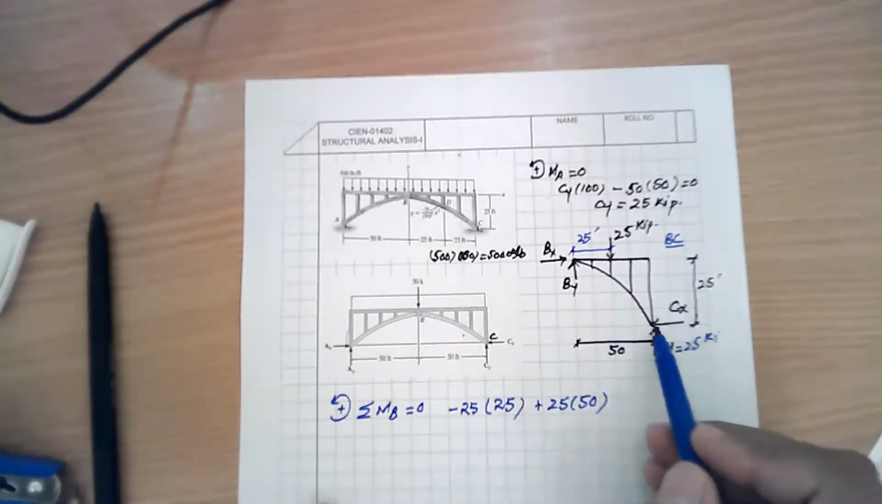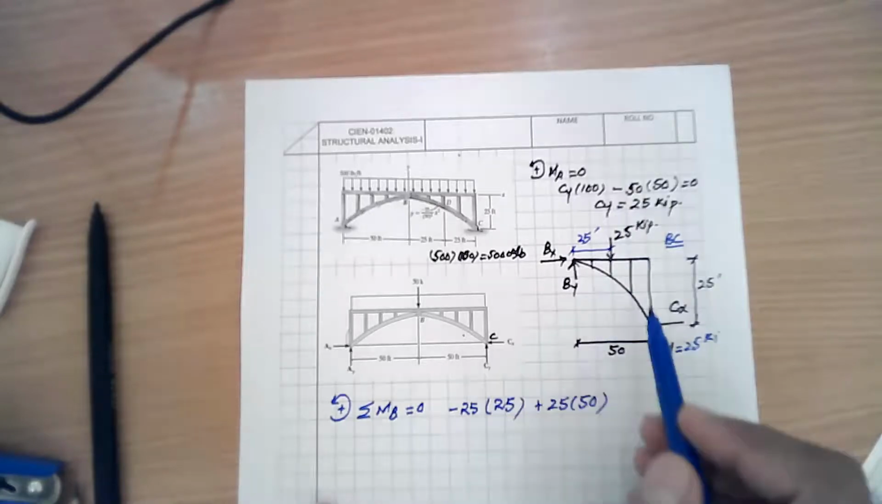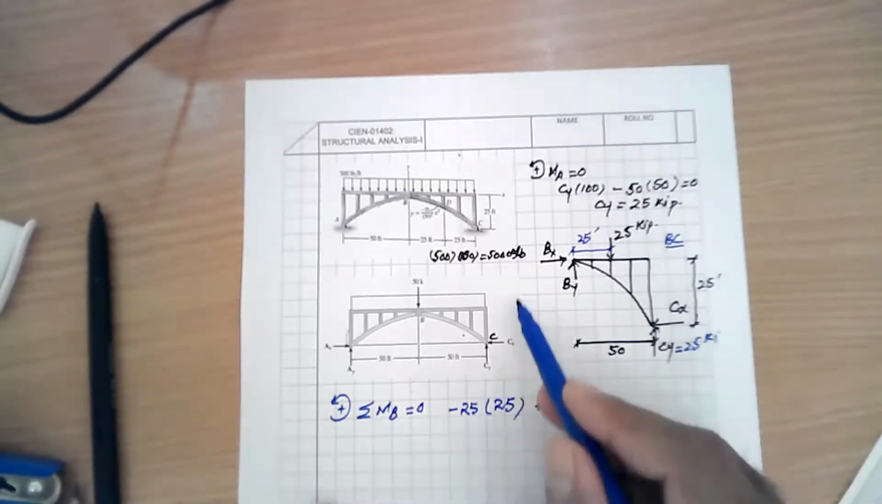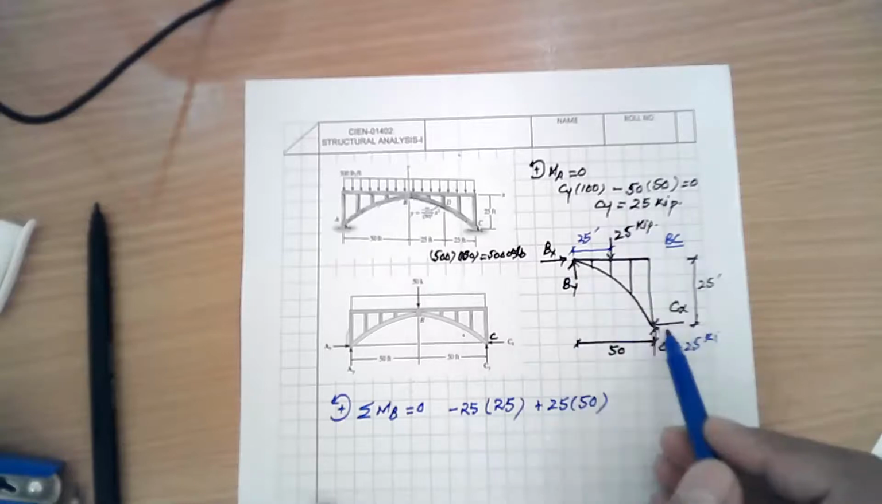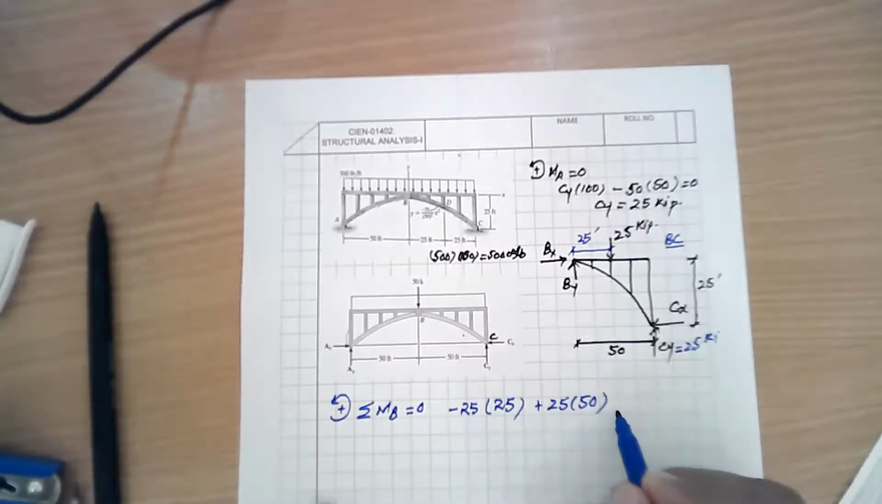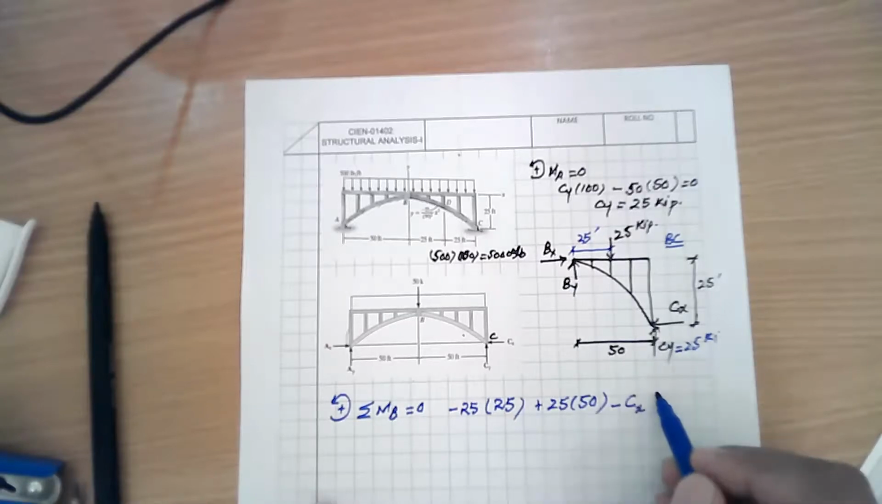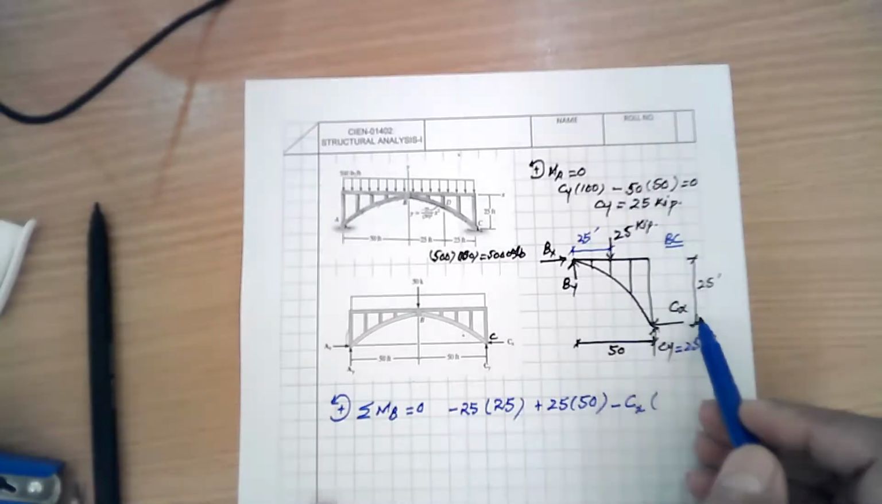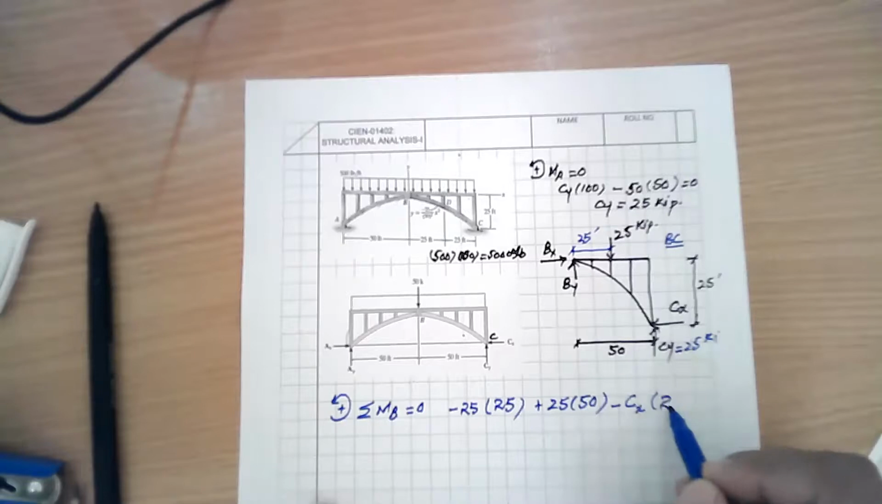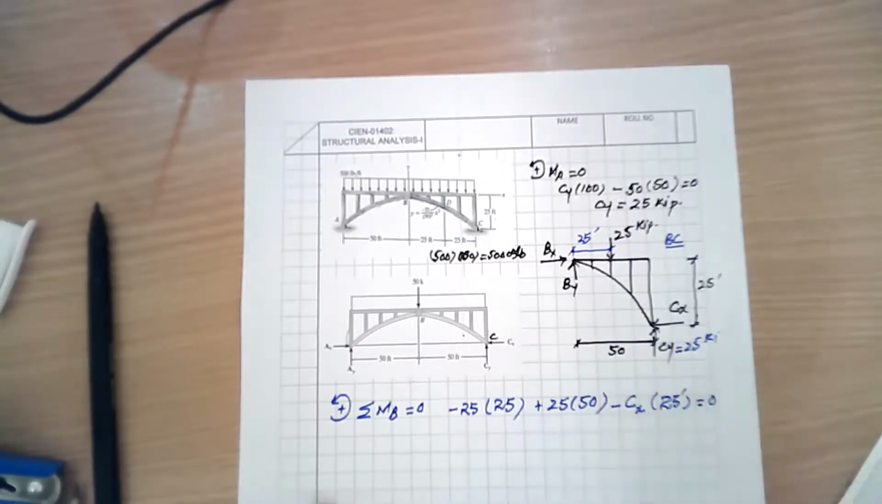Then the Cx, this will produce which moment? Clockwise, sir. So it will follow a minus sign, Cx into the distance, the moment arm down is 25. This is equal to 0. So simple maths, Cx is 25 kip.